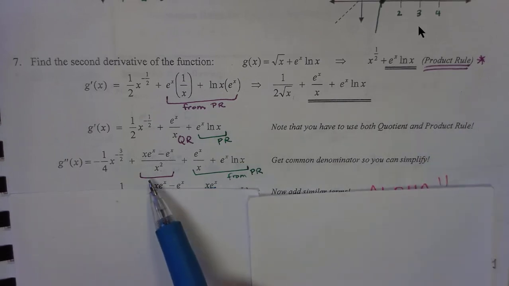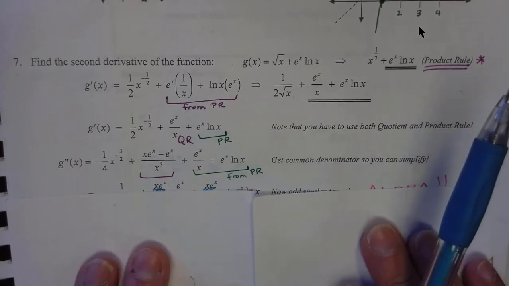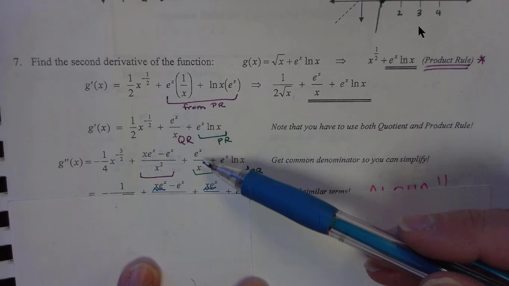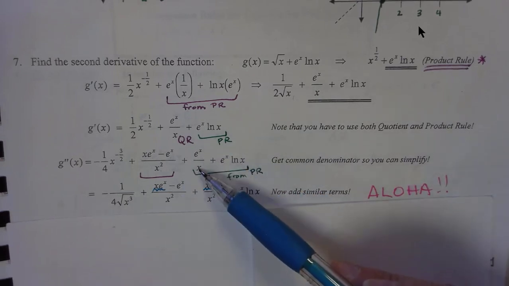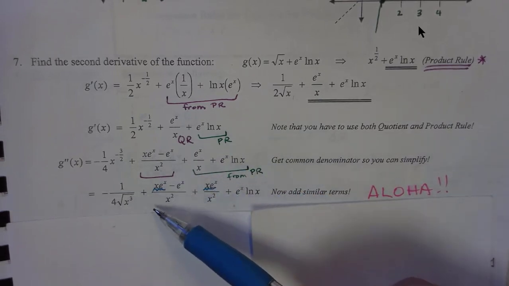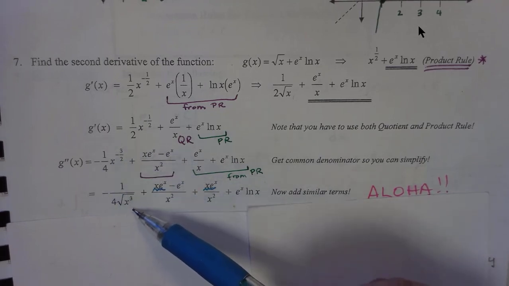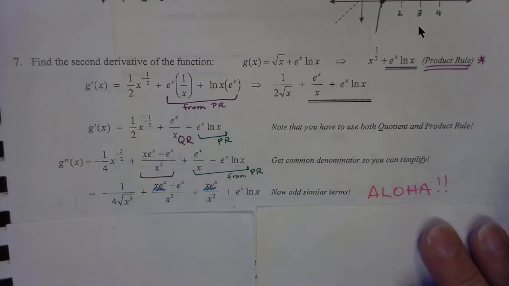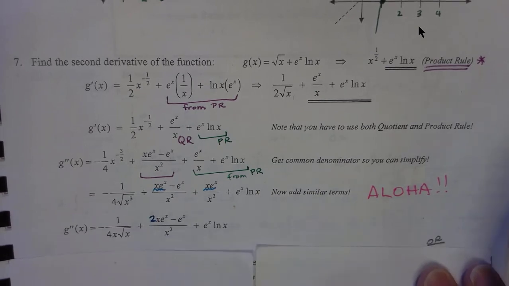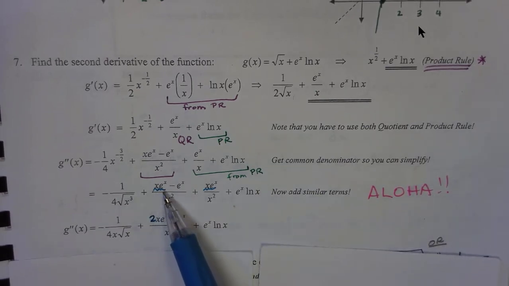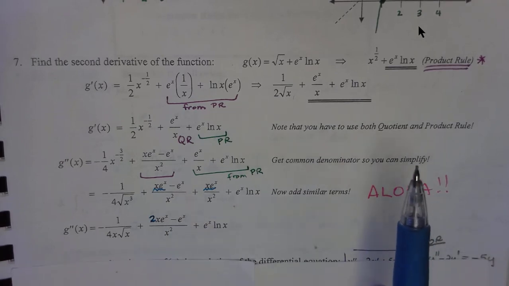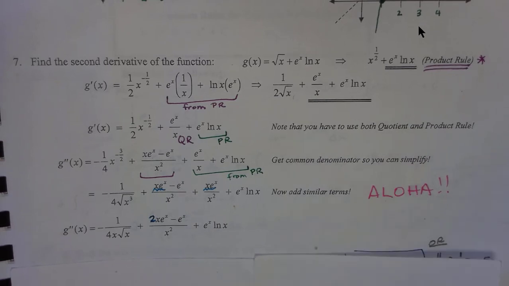Now you can see I have a couple of terms that don't have a common denominator. That's easily remedied by multiplying this one by x over x. That gives me an x squared in the denominator, and I can put these in one fraction. I can take this and algebraically clean it up, and there's not a lot I can do with that. Adding similar terms gives me 2x e to the x's minus e to the x over x squared, and there is your second derivative. Ugly.